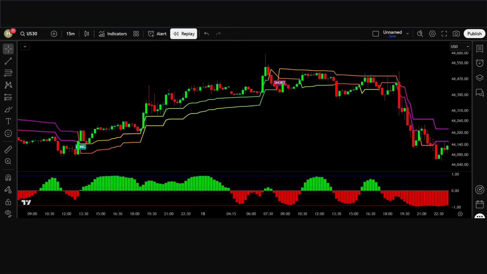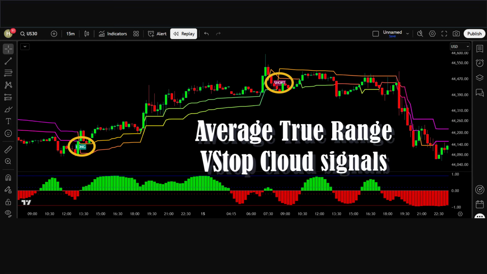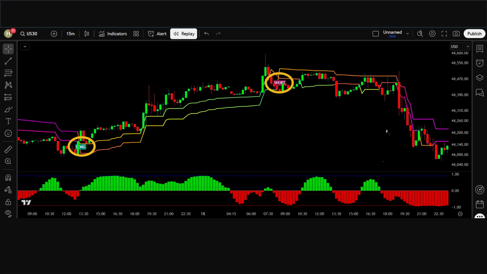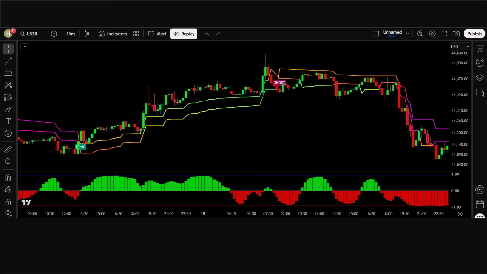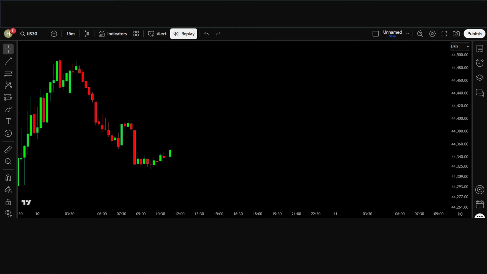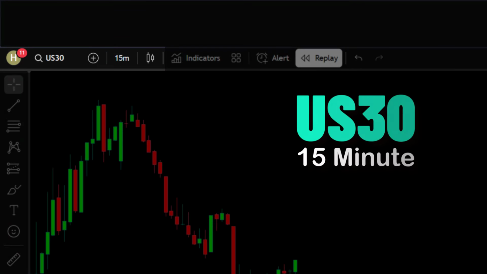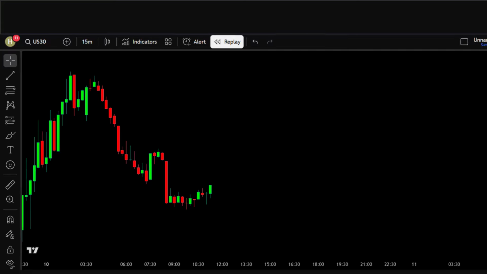Let's get started. The long-short signal indicator that we see in the chart is called the Average True Range V-Stop Cloud signals. And the bottom indicator that we can see in the chart is called the Premier Stochastic Oscillator. Now, let us tell you how we want to trade. We have opened the US 30 15-minute chart.